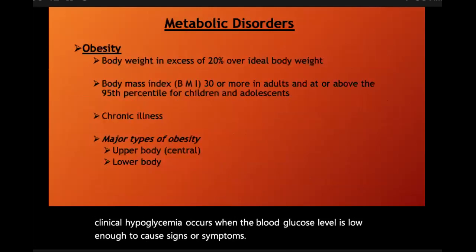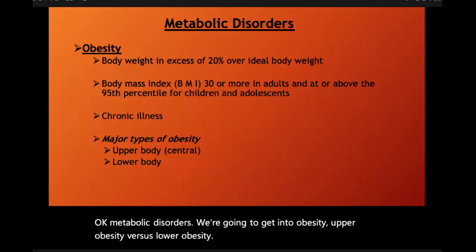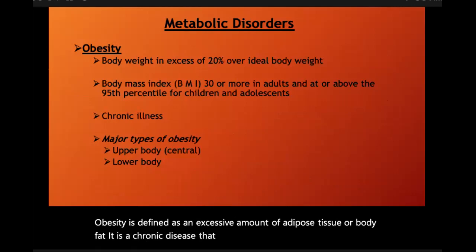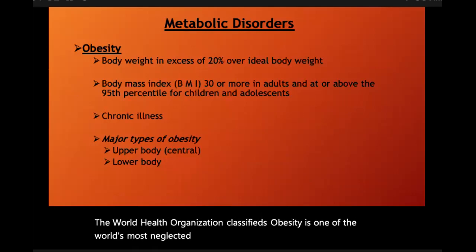Okay, metabolic disorders. We're going to get into obesity, upper obesity versus lower obesity. Obesity is defined as an excessive amount of adipose tissue or body fat. It is a chronic disease that is multifactorial and neurobehavioral in nature. The World Health Organization classifies obesity as one of the world's most neglected public health problems, and I totally agree with that.